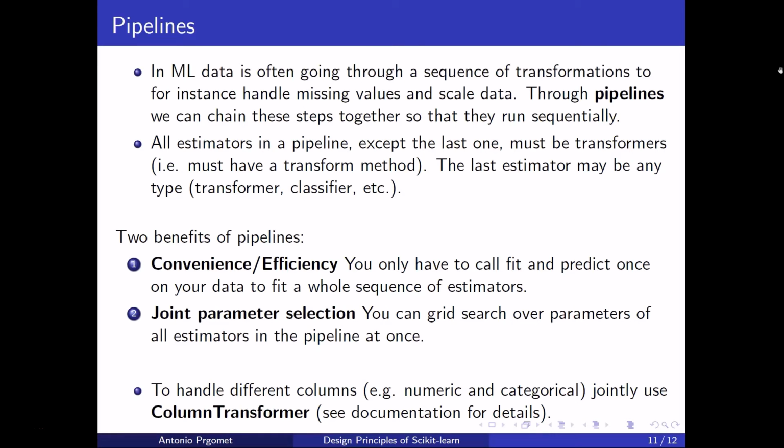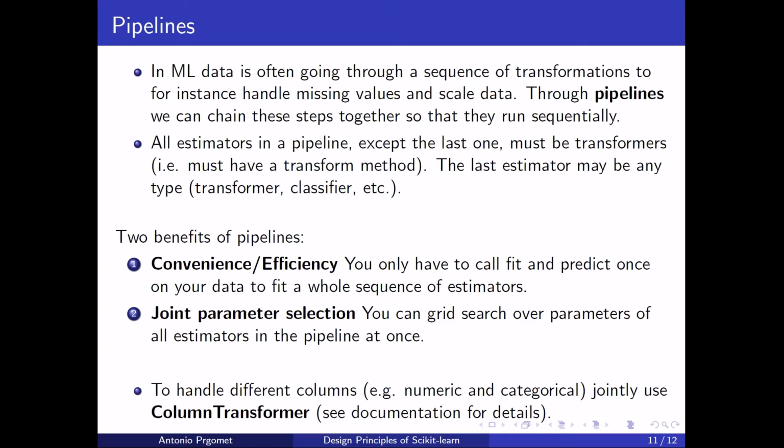In machine learning, data often goes through a sequence of transformations to, for instance, handle missing values and scale data. Through pipelines, we can chain these steps together so that they run sequentially. All estimators in a pipeline, except the last one, must be transformers, and the last estimator may be of any type. 2 benefits of pipelines.